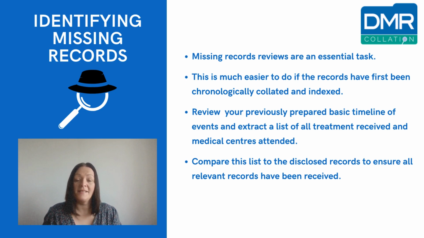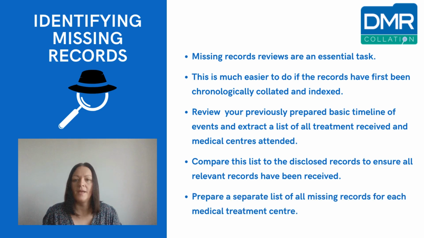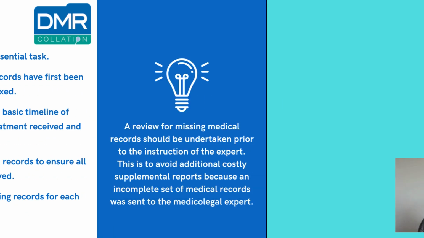You will need to write a list of those dates, medical centres and medical specialisms the claimant has received treatment from, and then compare this to the prepared medical record index and the disclosed records to ensure that all these relevant records have been received. Finally, prepare a separate list for all missing records itemised individually under each medical treatment centre, so these can be requested easily from each appropriate provider.